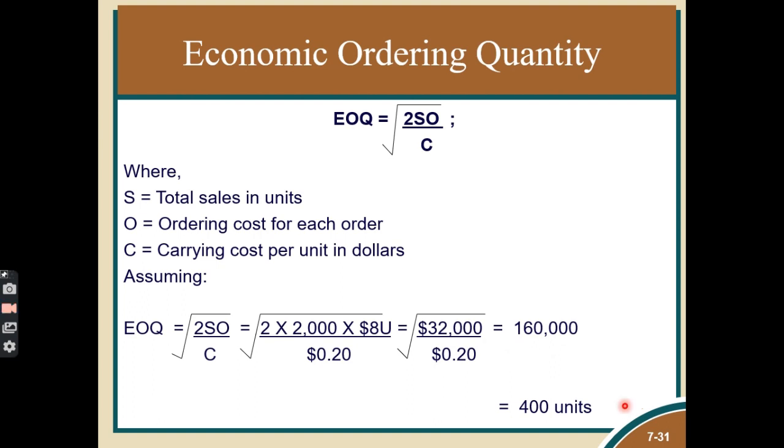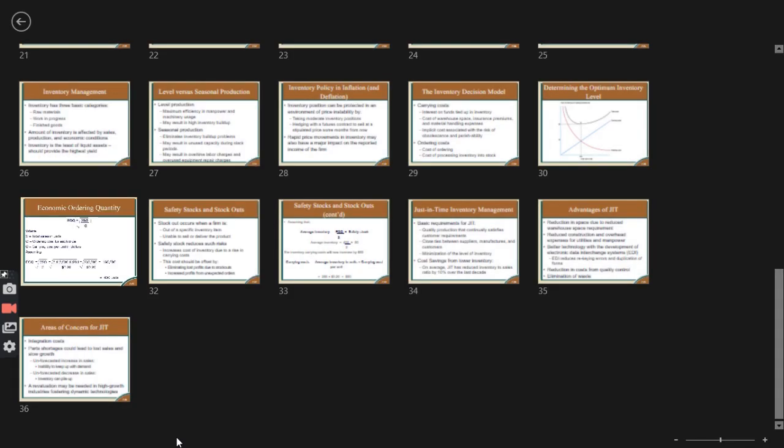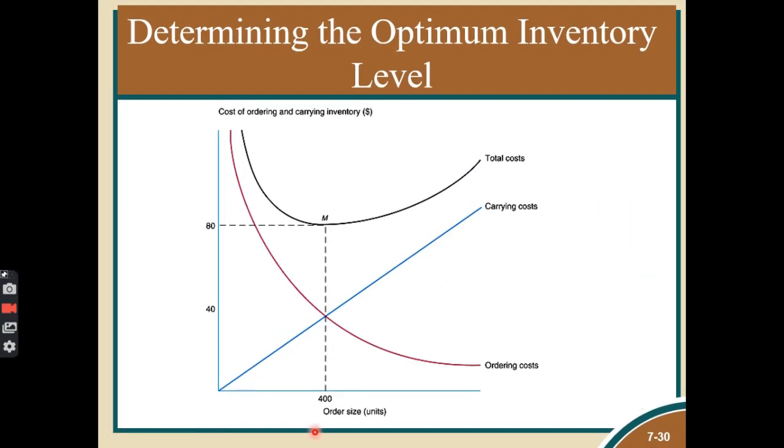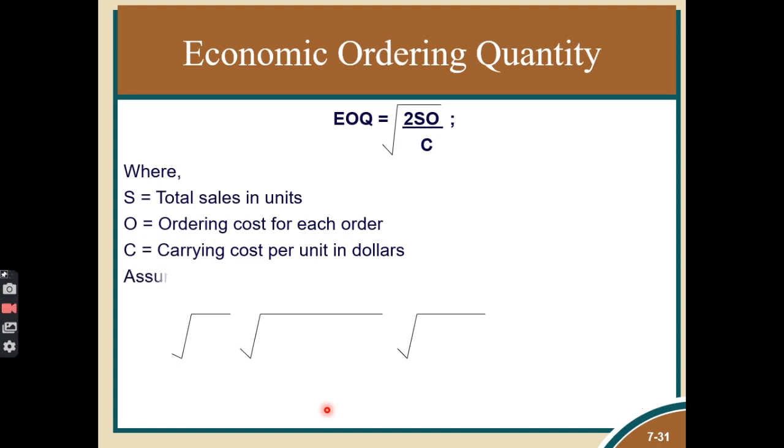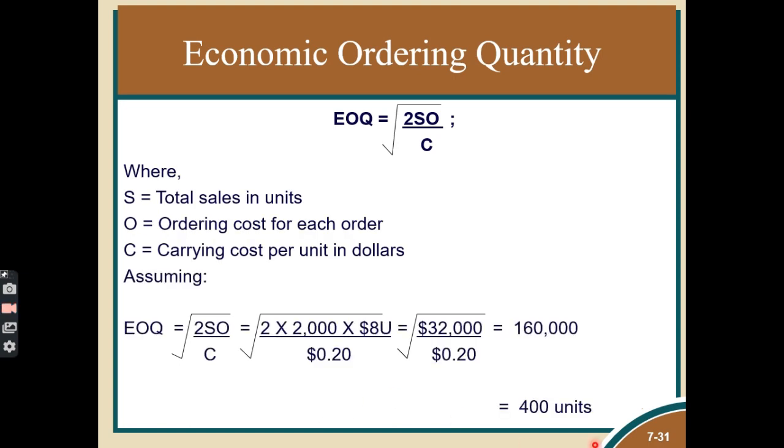I think this is wrong, but the correct answer is 400, because if we go to the previous slide, to the graph, the order size is actually 400, so that's the optimum level, or the EOQ. So using the formula, we're supposed to get 400 also. So let's try to get this. I think there is an error on the amount. Let's have the calculator first.